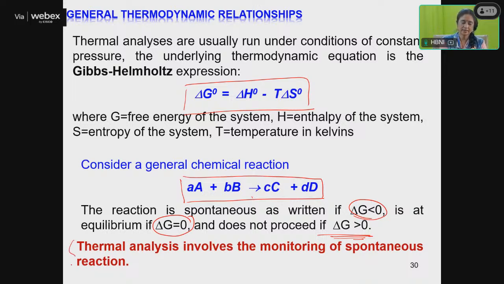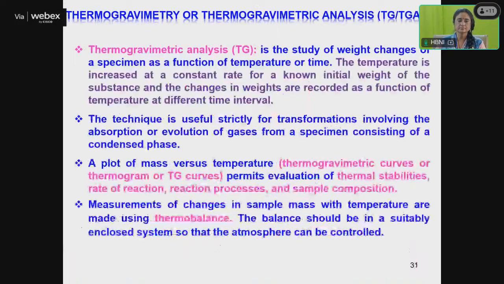So this thermal analysis involves the monitoring of spontaneous reaction. And this is what is important. Now, what is thermogravimetric analysis? It is the study of weight change. Thermogravimetry, as the name suggests, thermogravimetric means temperature and weight change. So weight changes of a specimen as a function of temperature or time.